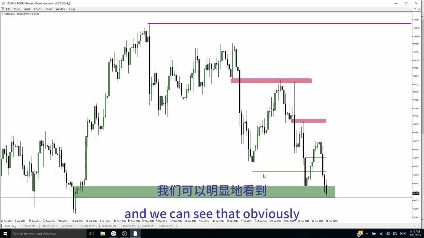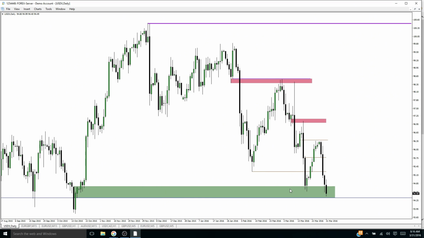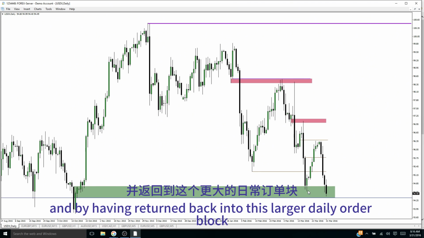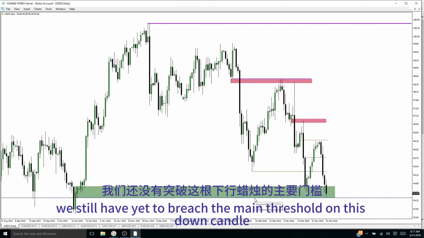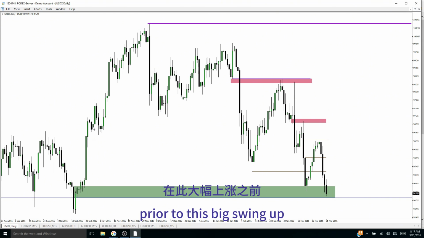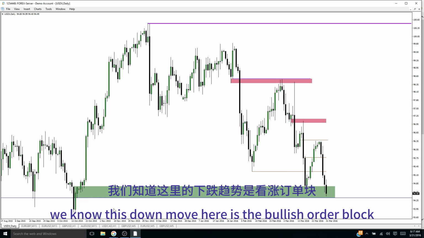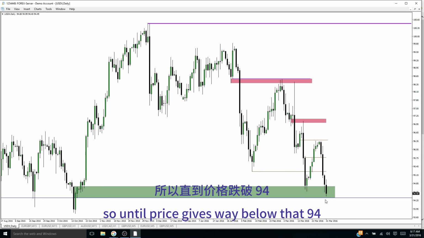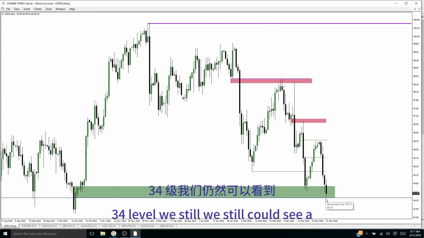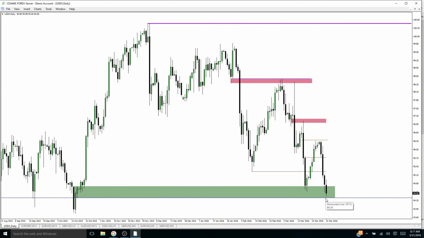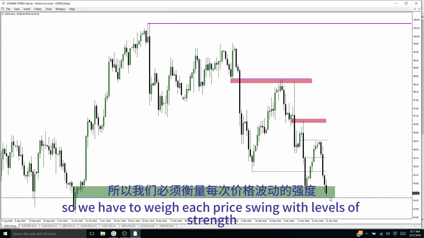And we can see that obviously every one of them gave way on the downside, and we've swept out the low here. And by having returned back into this larger daily order block, we still have yet to breach the mean threshold on this down candle prior to this big swing up. We know this down move here is the bullish order block. So until the price gives way below that 94.34 level, we still could see a bounce.